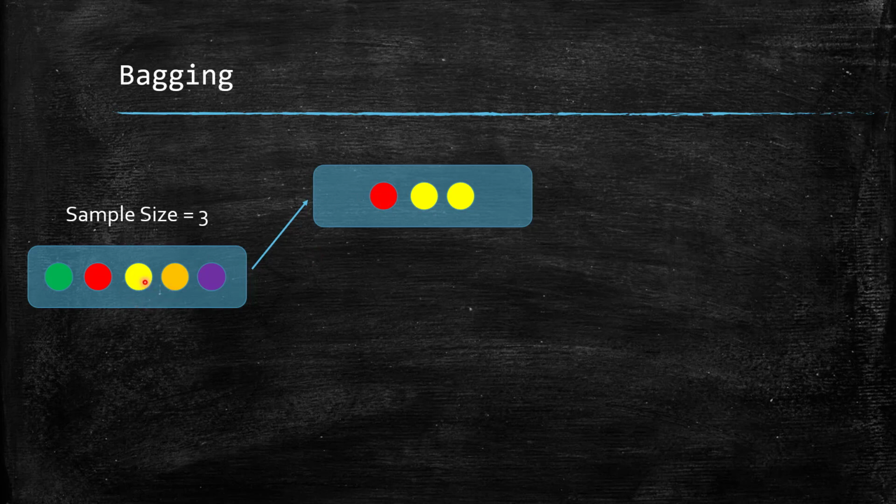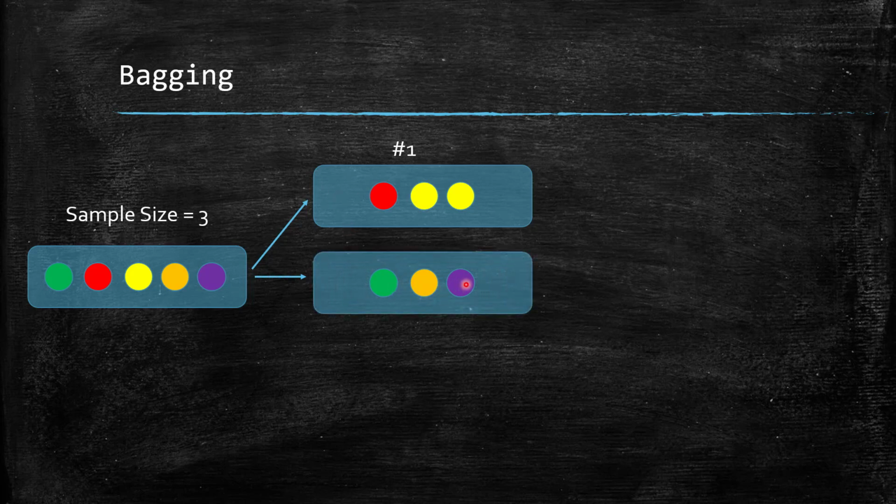Then we are again picking up yellow, right? Then we give yellow back again, because we are sampling with replacement here. If we pick again, it is possible that yellow will come up again, right? So this could be one of the data sets. Similarly, we can have a data set like this one as well, where all of the samples are different, right?